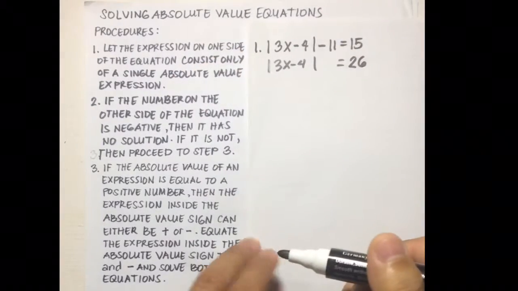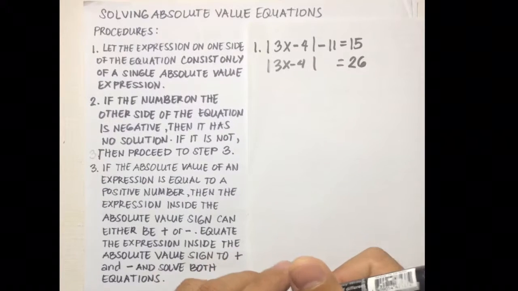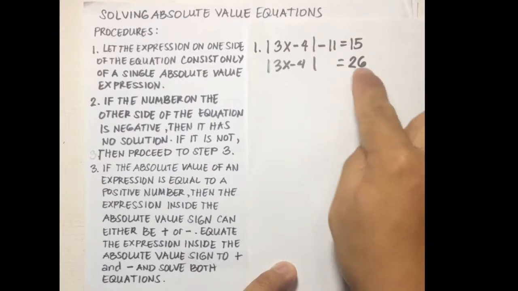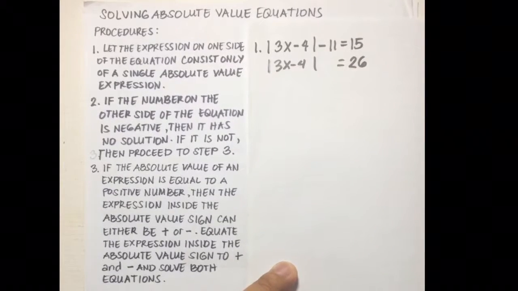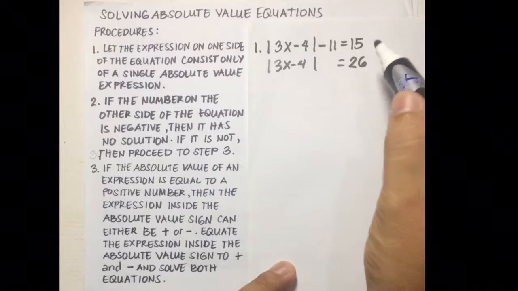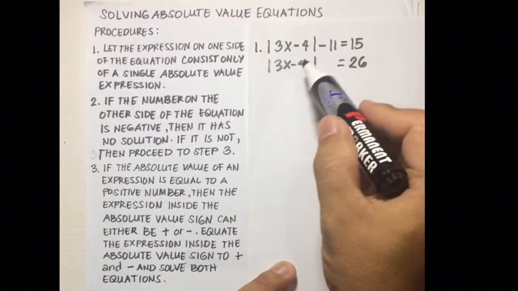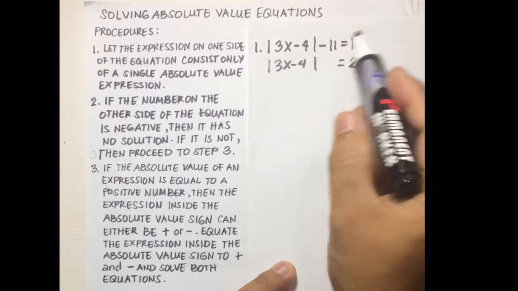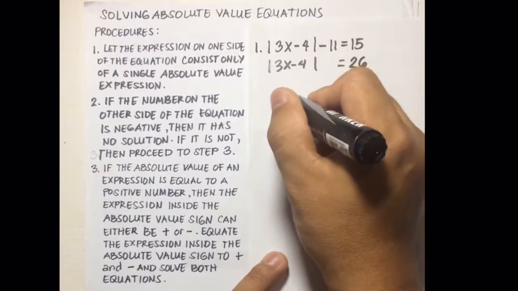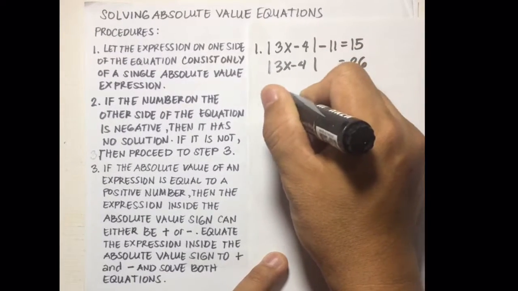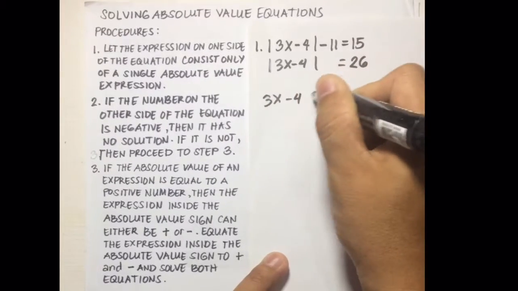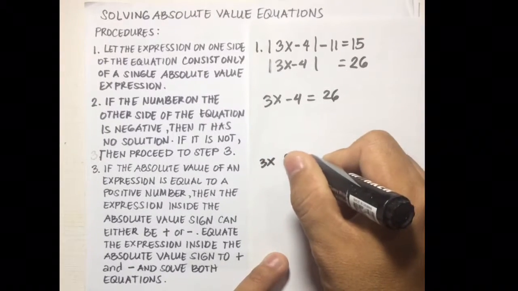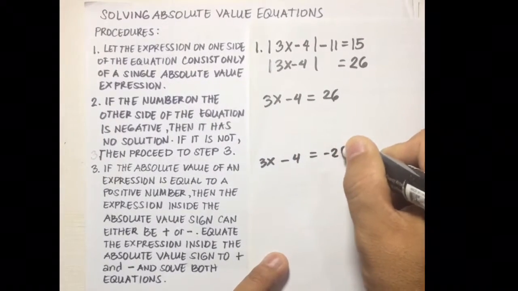Then, step number 2, if the number on the right side of the equation is negative, then it has no solution. If it is not, then proceed to step 3. Since this is positive here, we're going to proceed to step 3. Since this is positive, the expression inside the absolute value sign can be positive or negative. So we can express this as 3x minus 4 equals 26, and the other one is 3x minus 4 equals negative 26.